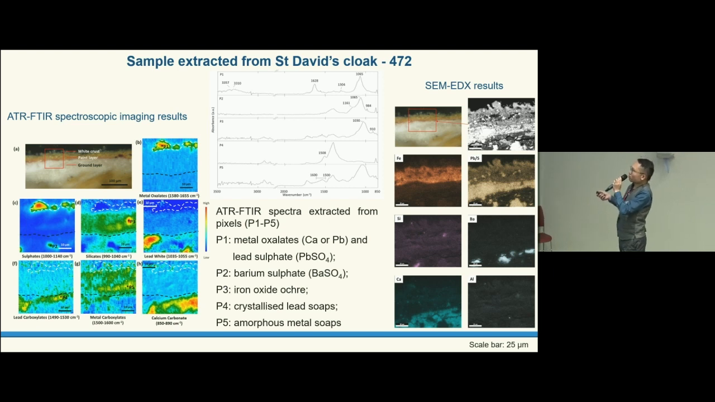It's not very easy to tell which one because they may overlap. Also, calcium oxalate is the most common oxalate found on cultural heritage objects such as oil paintings and sculptures. So we did not want to exclude the possibility of calcium, although you may not see a very clear distribution of calcium in the region of the white crust. And again, we also detect crystallized and amorphous metal soaps distributed in different areas.